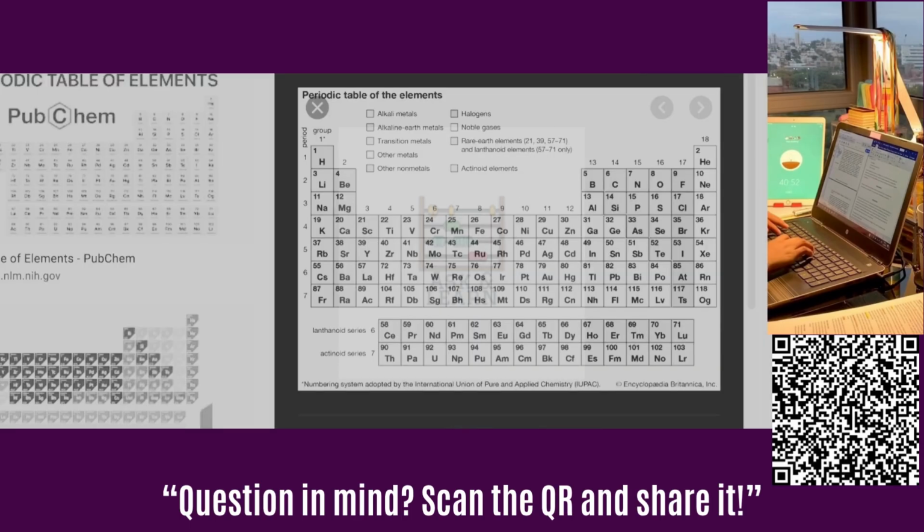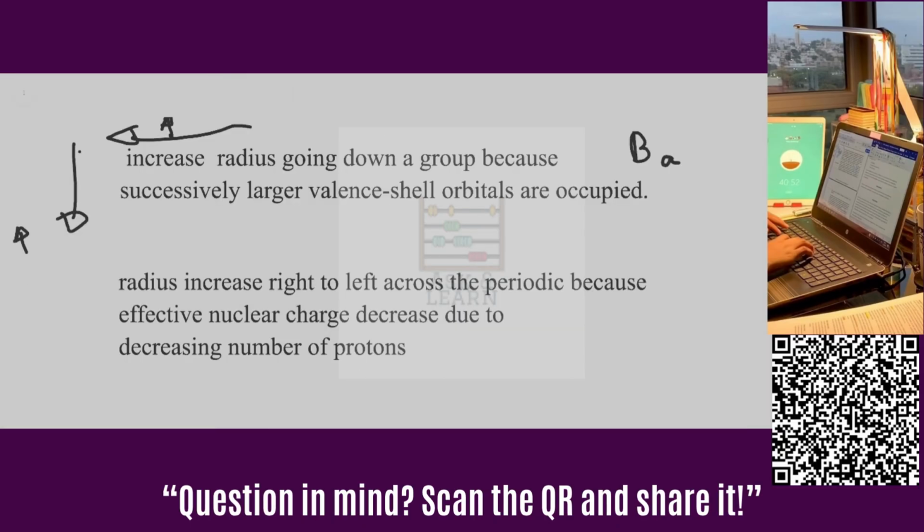W versus Hf. Let's look for them. We have Hf here, we have W here. Hf will be bigger because going this way is bigger, going that way is smaller. So Hf is bigger. I'm going to use this reason here for Hf, because it's on the left side. Left side is bigger.